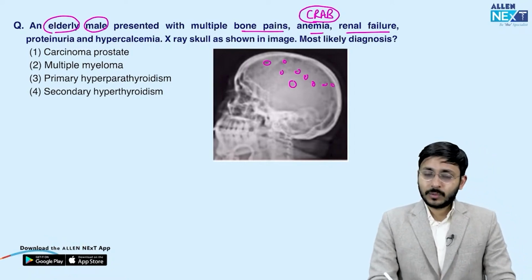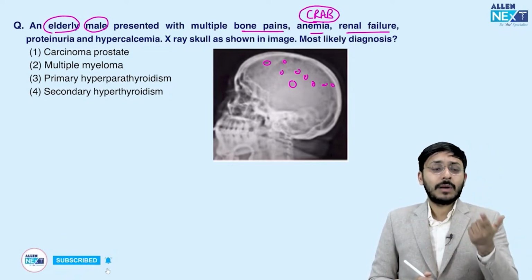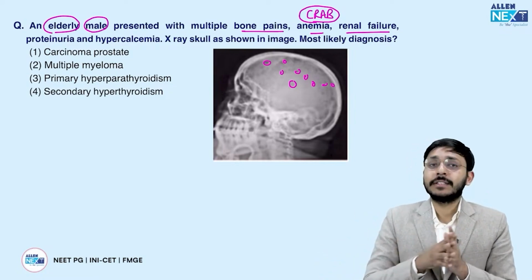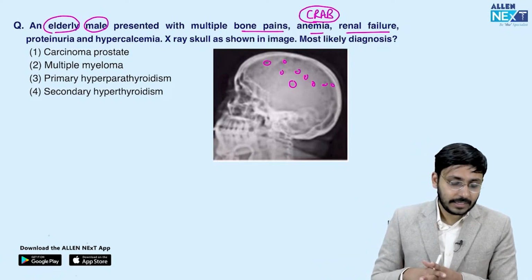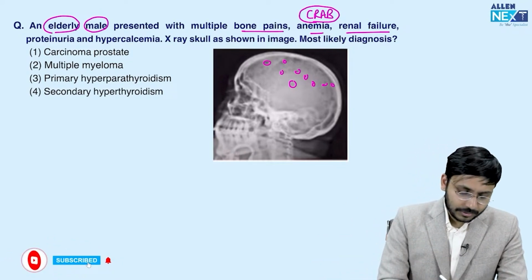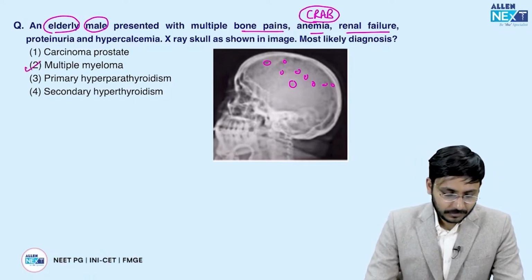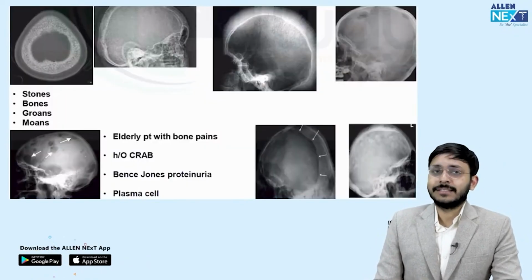So what will be the diagnosis? These multiple lesions can either be mets, multiple myeloma, or hyperparathyroidism, but then you have to rely on the history also. So since this patient has anemia, renal failure, proteinuria, bone pains, and it's an elderly male, we will go with the answer of multiple myeloma. So right there at the outset, we quickly see all other important skull X-rays as well.